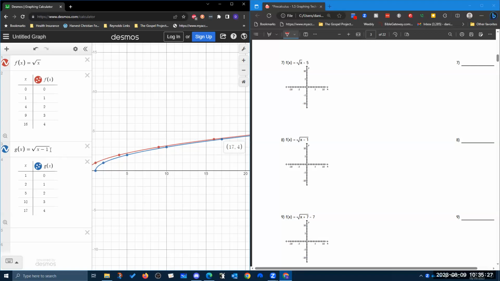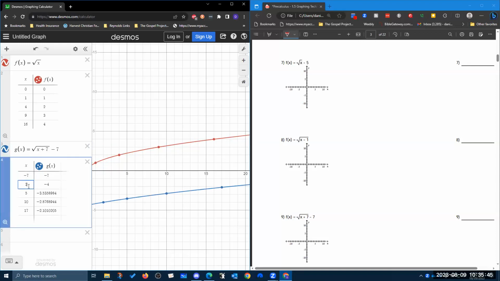Let's try a combination now of horizontal and vertical shifts. Plus 7 on the inside and minus 7 on the outside. And I'm going 7 to the left. That's a -7. This is a -6. This is a -3. What I'm doing is I'm applying the subtraction of 7 to all of these x values here. It's 2, and that's 9.